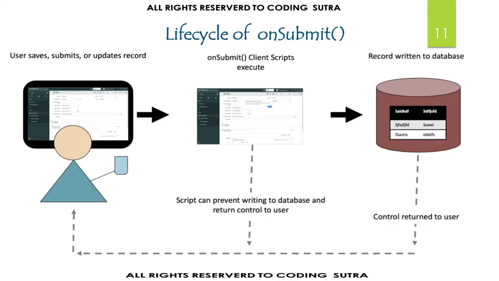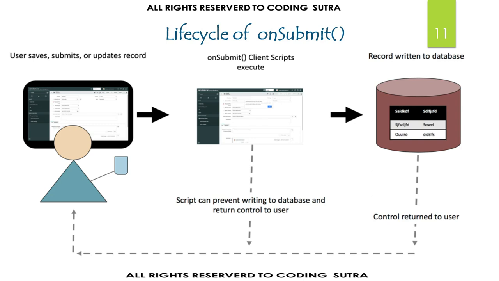Now let us understand the life cycle of onSubmit. Firstly, the user saves, submits or updates any record by interacting with the database. As of now, the record is not submitted, but the record is fetched from the database. Now the onSubmit client script is executed. The changes are still not in the database when our script is running. So the script can prevent writing to the database and return control to the user.